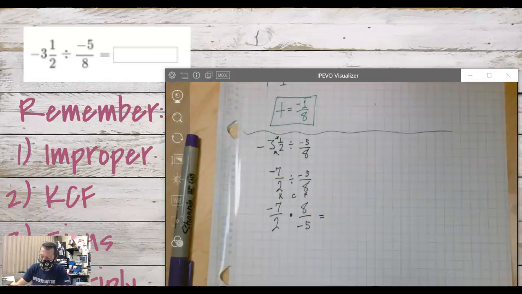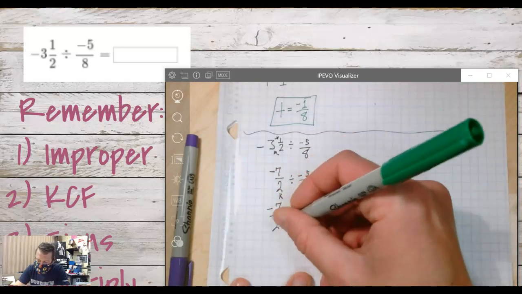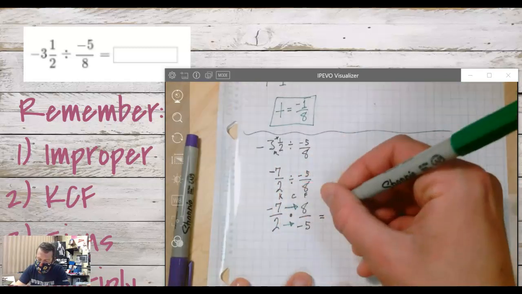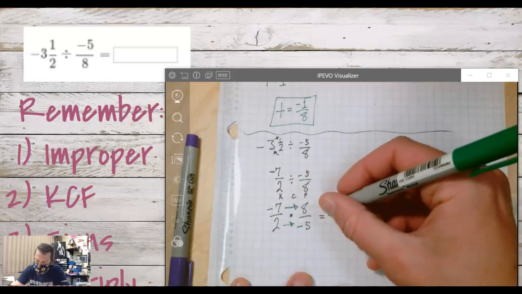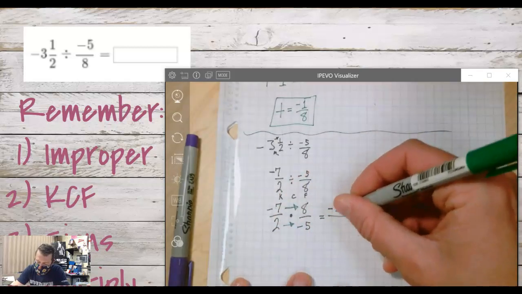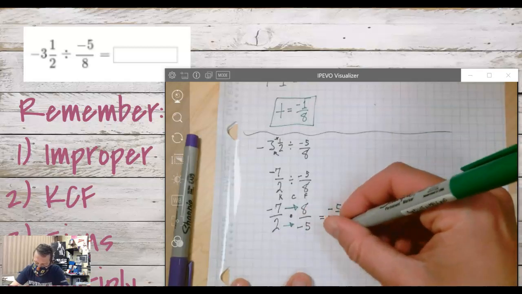Now I will allow us to not work down. Instead, we can work left to right because with multiplication, we work straight across and straight across. So it kind of makes sense to continue to work straight through. -7 times 8, -56. 2 times -5, -10.